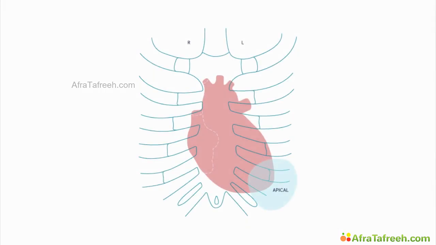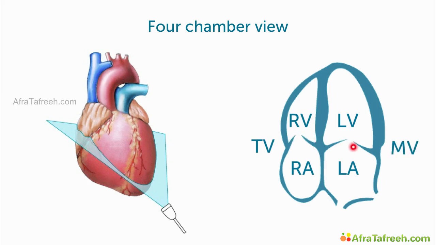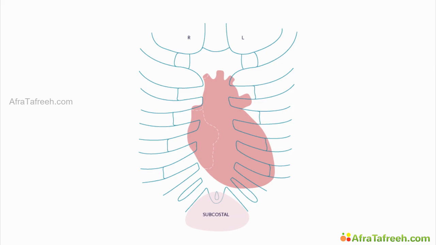The apical window is located at the apex, and from here you will image upwards towards the base of the heart and transect the heart so that you see the four chambers I described previously: the left ventricle, the right ventricle, the left atrium, and the right atrium, with the AV valves, the tricuspid valve, and the mitral valve in between.